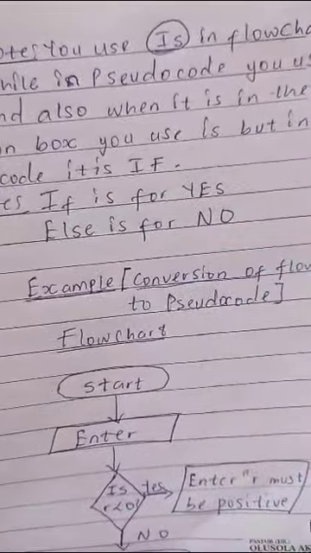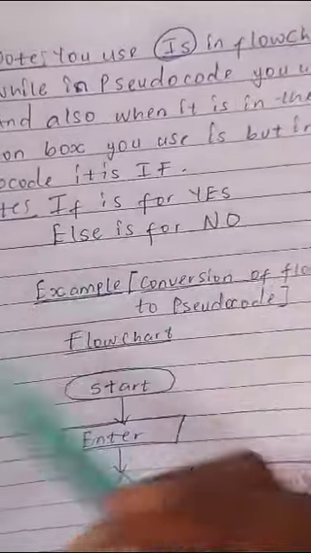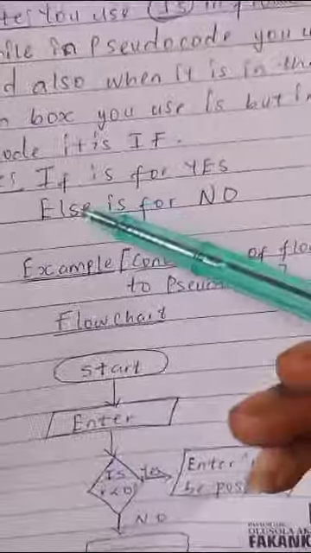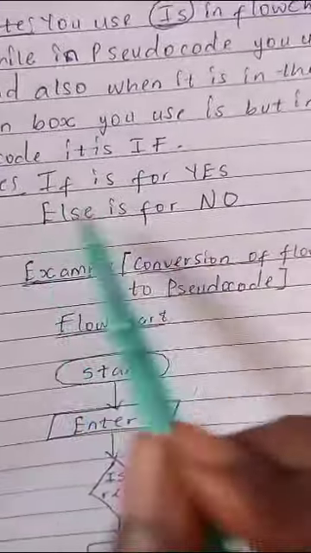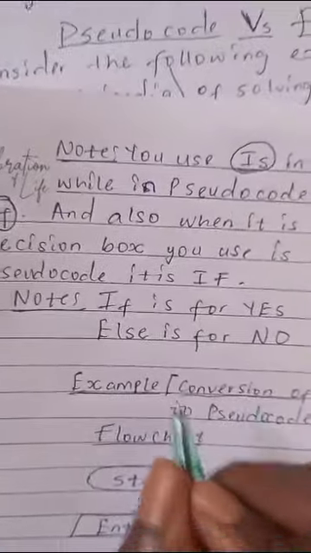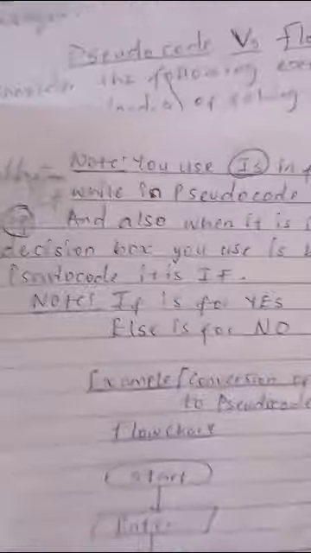That's in pseudocode. But in a flowchart it is also yes. When you see yes, you use "if". Then this "else" is for no. So when you see no here, if you want to write it out, instead of writing no, you put "else". So for better understanding, let me show you.